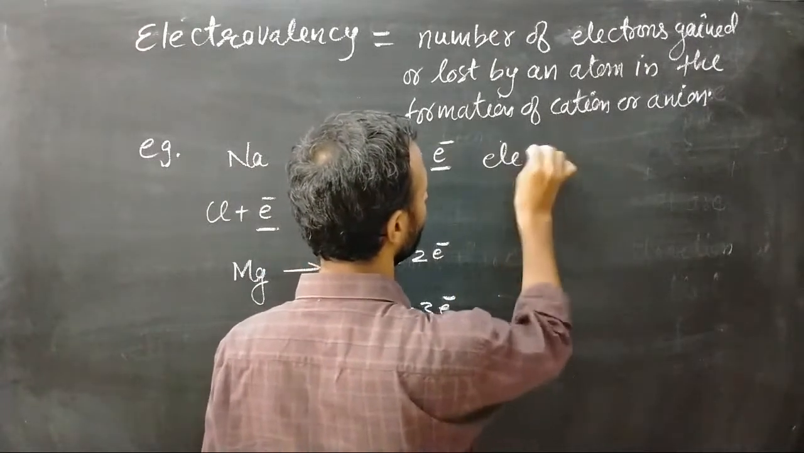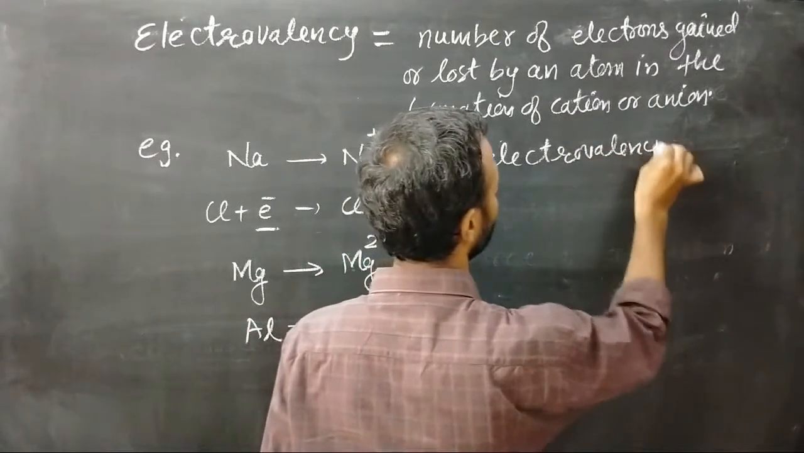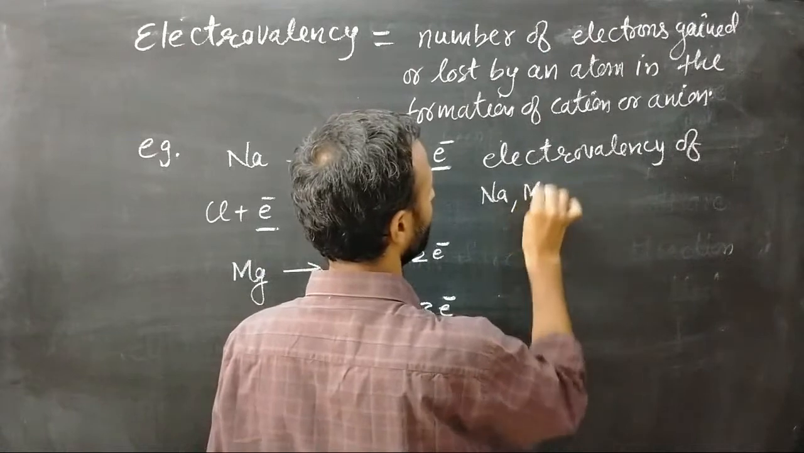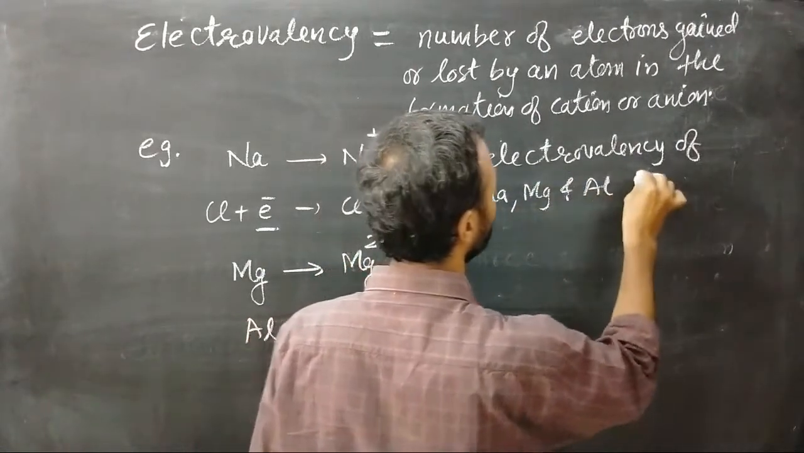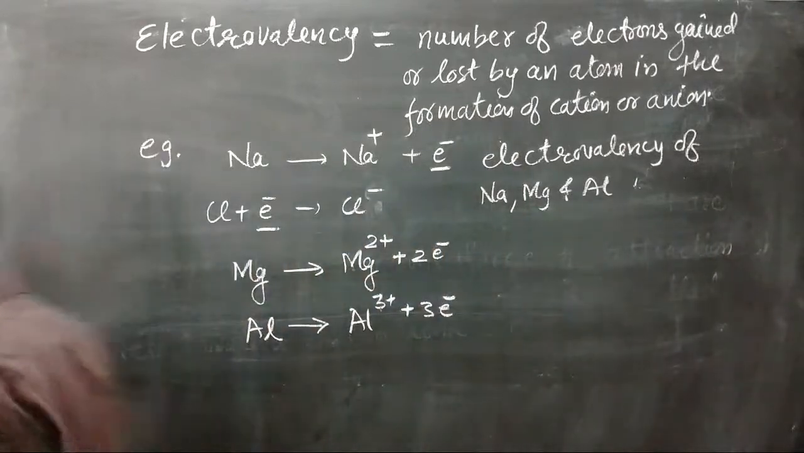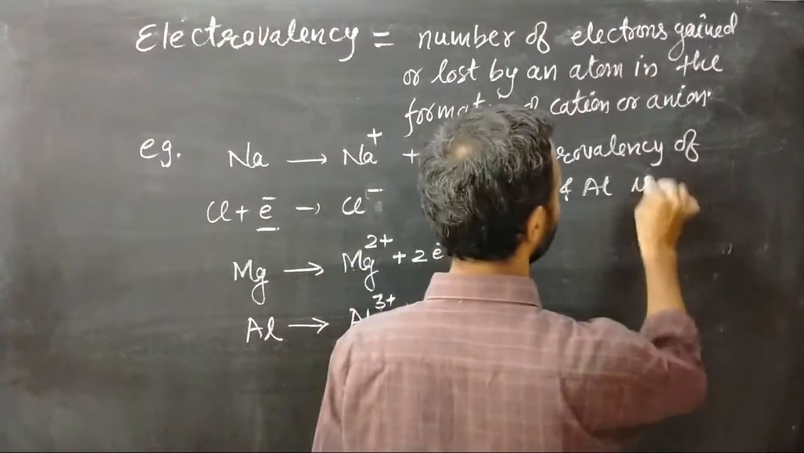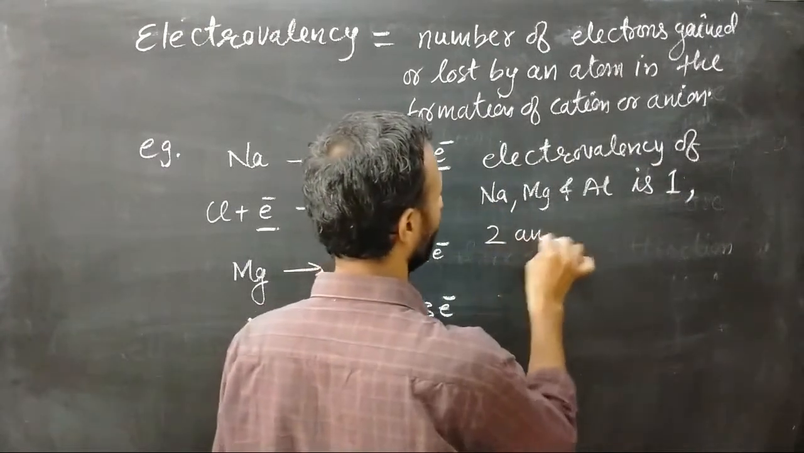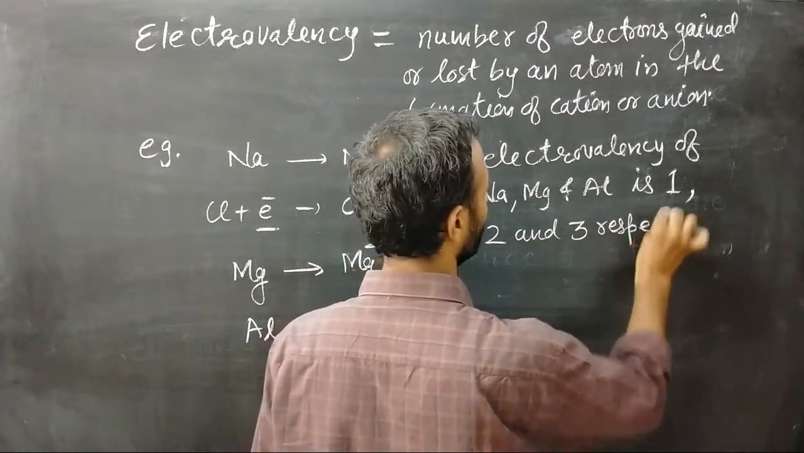Electrovalency of sodium, magnesium and aluminium is 1, 2 and 3 respectively.